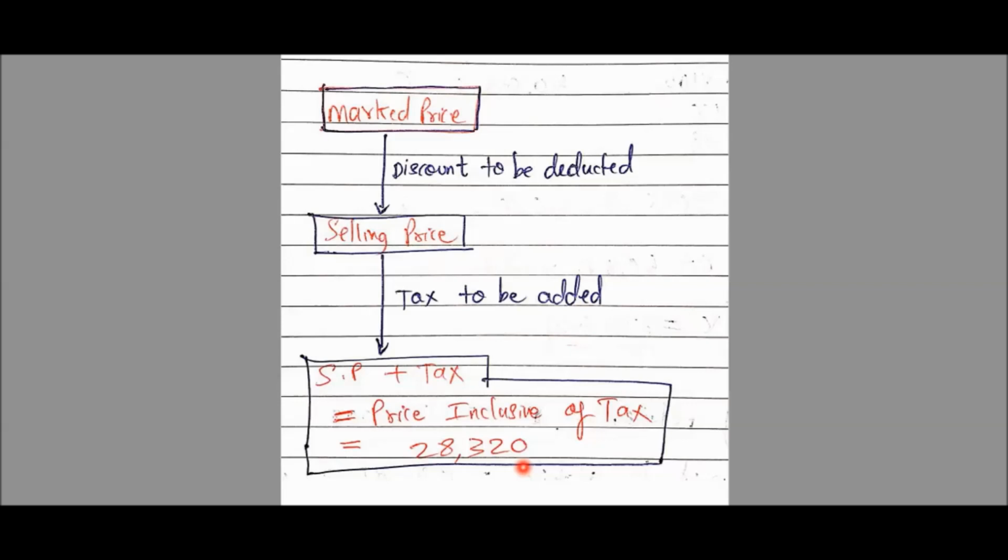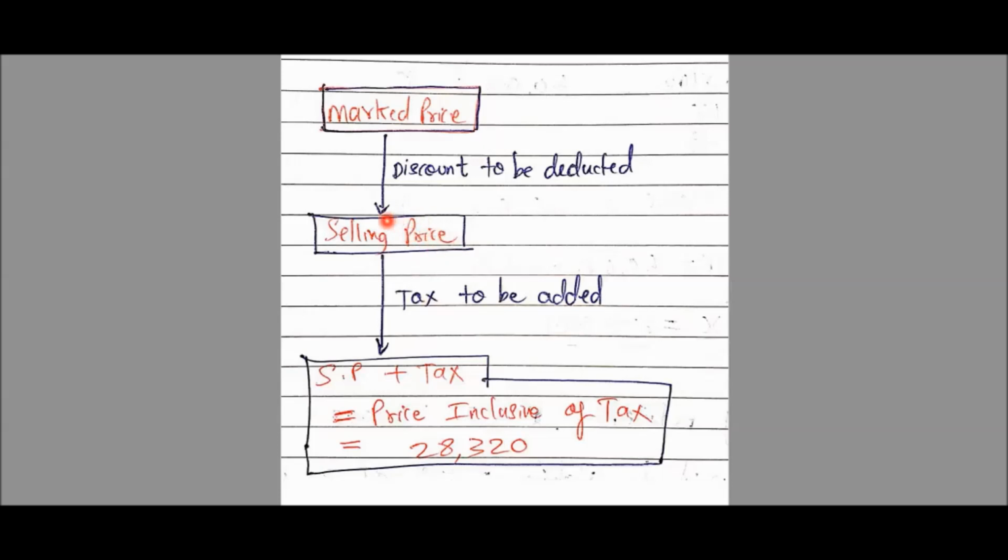So now you tell me, students, how to start with the sum. Always backtrack your sum. We are here. See my cursor. 28,320. Where did this come from? This we got when we have selling price and tax. So to get this, we should have tax and we should also have selling price. Can I say tax we always find on selling price? So tax is dependent on selling price.